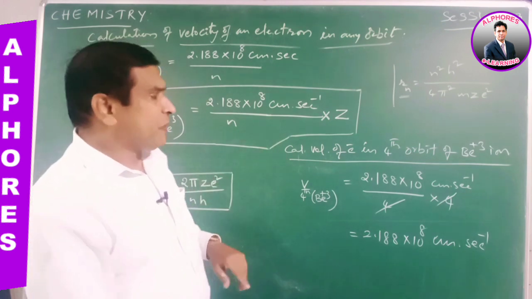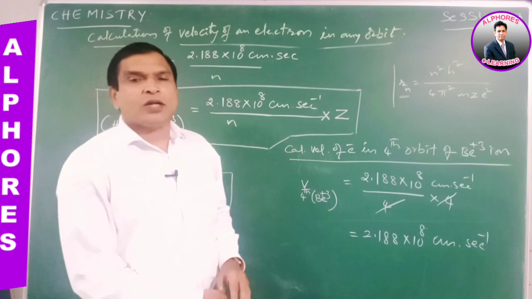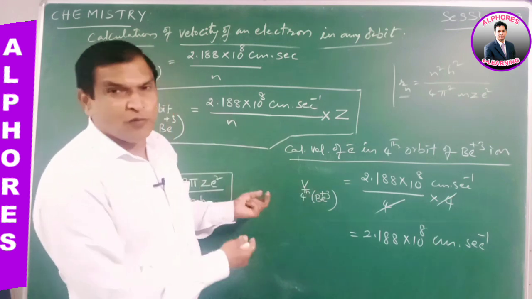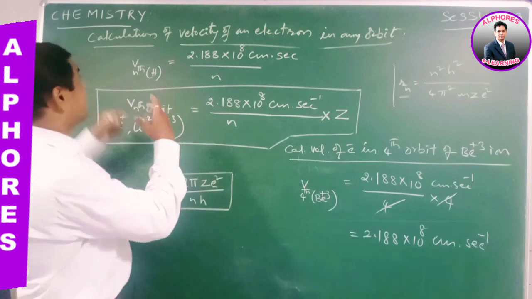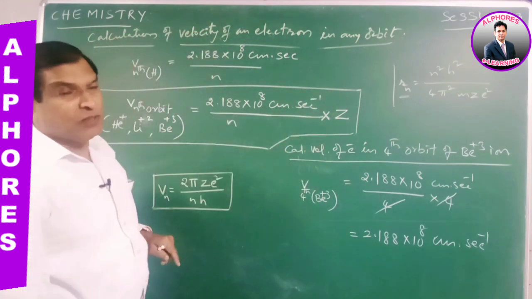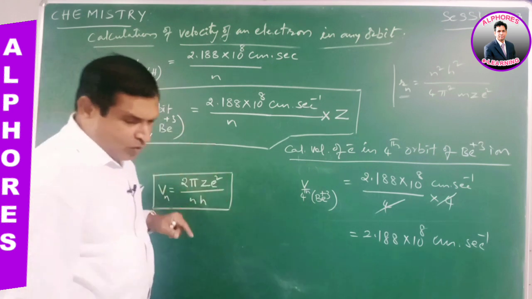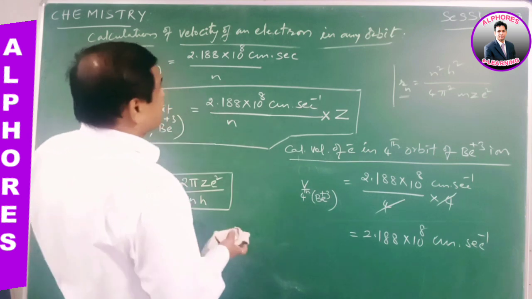We should remember that. Like that, we can calculate the velocity of the electron in the nth orbit of species containing one electron. This is about the calculation of velocity of an electron in any given orbit, for the atoms or species containing one electron. So that is the velocity of an electron.